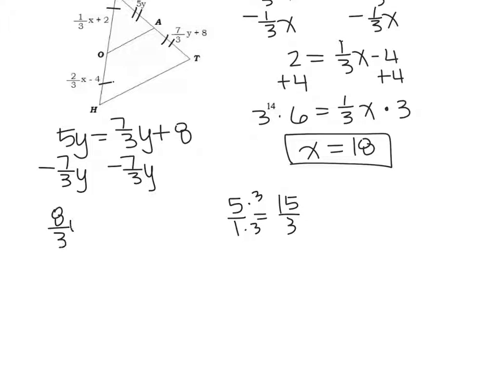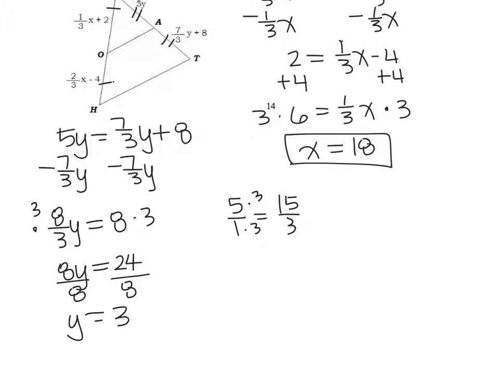So we're going to have 8/3 y equals 8. My first step is going to be to multiply both sides by 3. So we get 8y equals 24. Then we're going to divide both sides by 8, so we end up with y equals 3. And if we were to plug x and y into those lengths, we would end up with two segments that are congruent on each side.